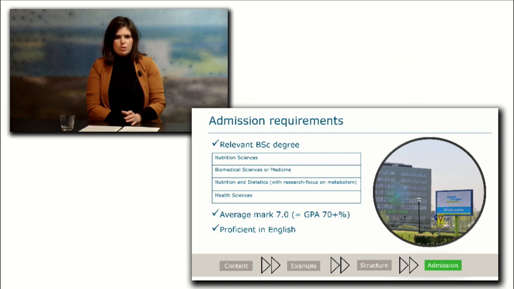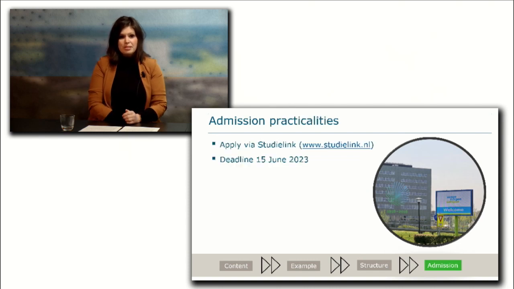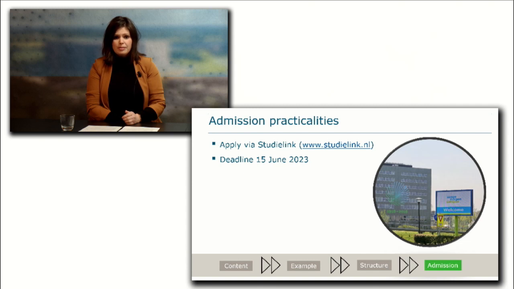So if you want to see more details on how to prove your proficiency, please visit our website, and we have described exactly what kind of tests you can use to prove this proficiency. Well, if you have decided that you want to register and be admitted to the program, you can go to StudyLink, so it's a Dutch website, and there you can apply for admission to the program.